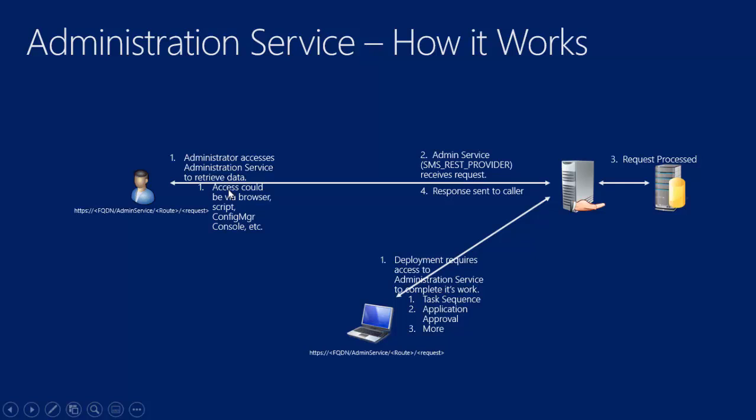Well, that's one route. It could be that you actually don't have a user involved. You do a deployment that needs to access the administration service. That could be a task sequence. It could be application approval. It could be other things. Same thing. We would need to be able to call the admin service. So maybe in the task sequence, we're running a script that is going to call the admin service for various things, and we need to use the same format, right?